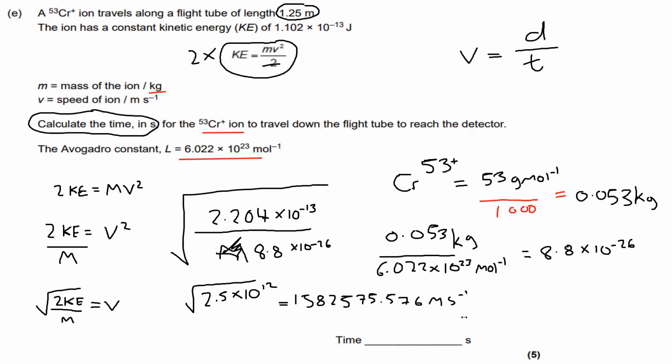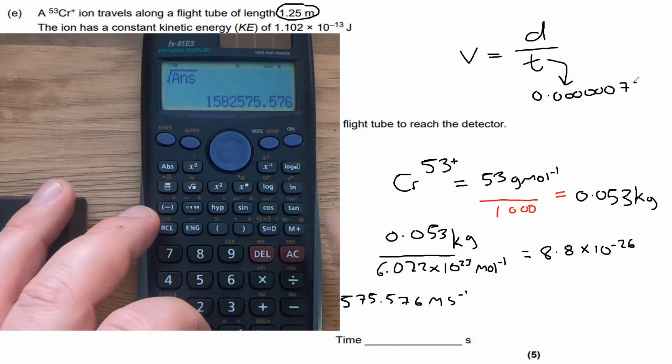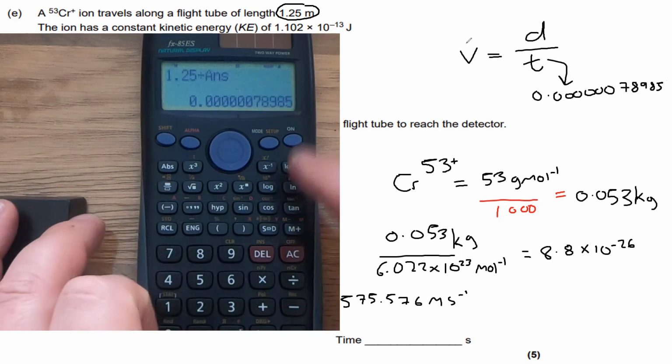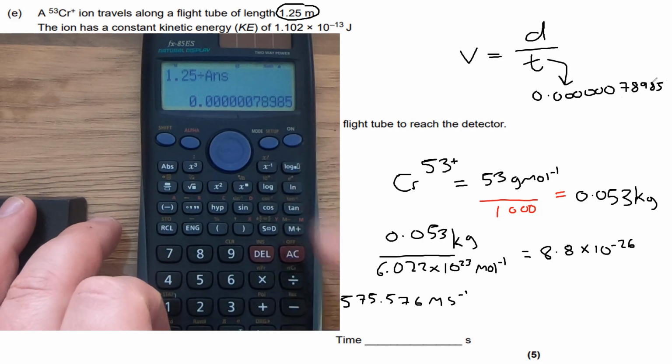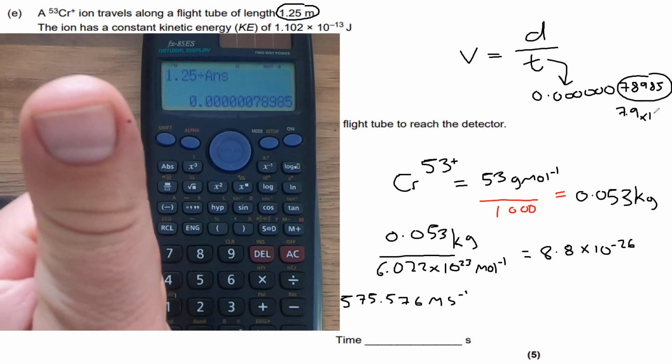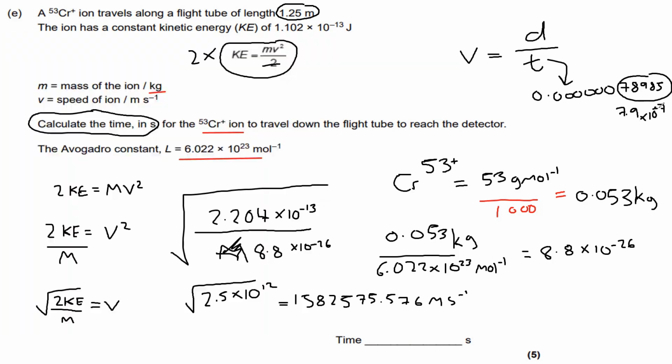Okay, so let's take that distance of 1.25 meters, divide it by the velocity, and that's going to get us the time. So 1.25 meters divided by that massive velocity equals 0. Oh my gosh, so many zeros. There's 7 zeros basically, 78985. And as it's 789, we can round that to 79. So really, this is 7.9 times 10 to the minus 7. And that's seconds. So 7.9 times 10 to the minus 7 seconds.